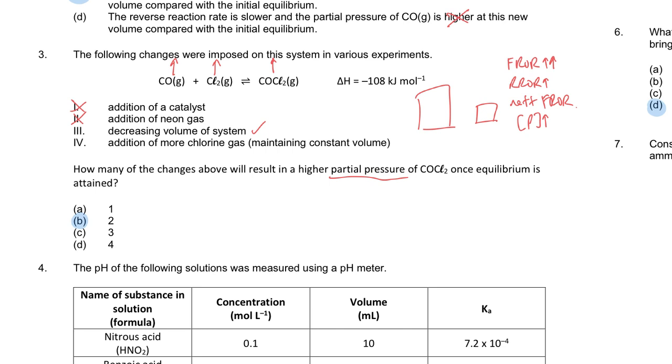All right, and then the addition of more chlorine gas, that's going to have a net forward rate of reaction. Okay, that's also going to have a net forward rate of reaction because the forward rate of reaction is going to go up. The reverse rate of reaction is going to stay the same, and therefore it's a net forward rate of reaction. So it's this one and that one, which makes that 2.